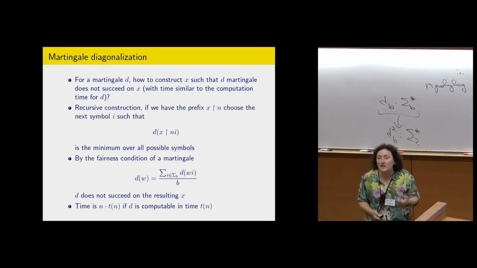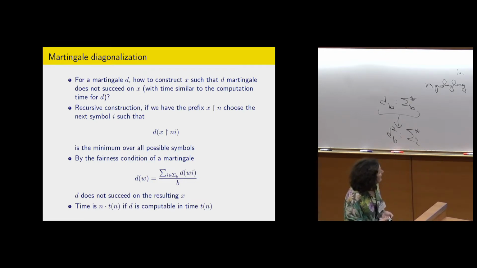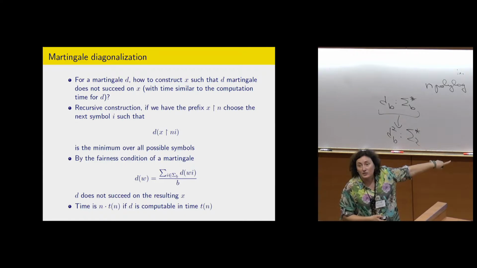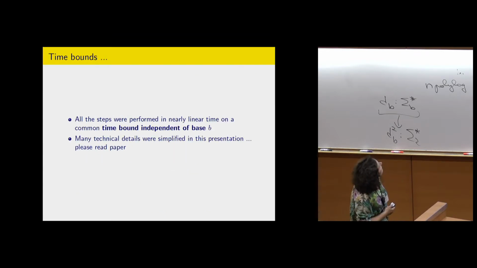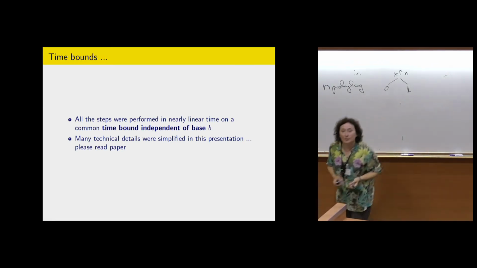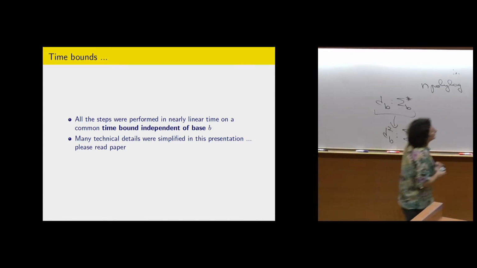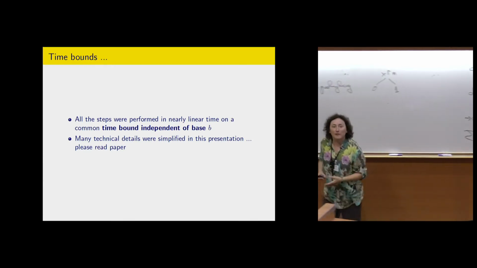Okay, sorry, I'm a bit confused now, but we managed to do it in quasi-polynomial time, given the martingale that corresponds to the union of all these Lambert sets. There's a detail now I don't see, but I'd rather not stop here. All the steps were performed in nearly linear time on a common time bound that is independent of the base. Each of these was quasi-linear, but they don't depend on the b. And in the very end, when I put together all the bits, I put together a logarithmic number of b's, so I go very slowly with the union.